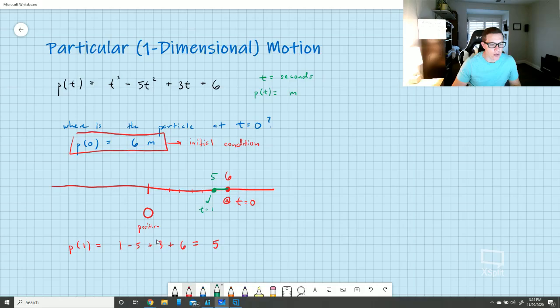So let's go into how to do some of this. Well, I start you with the position function.